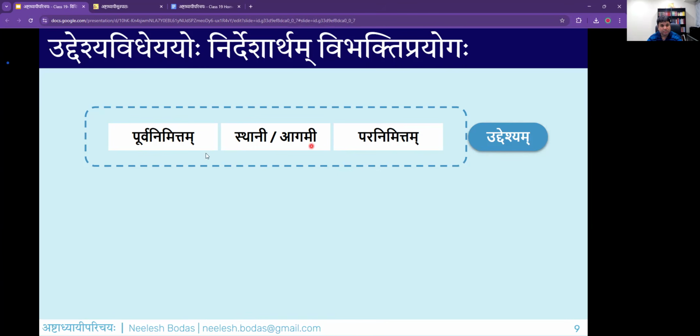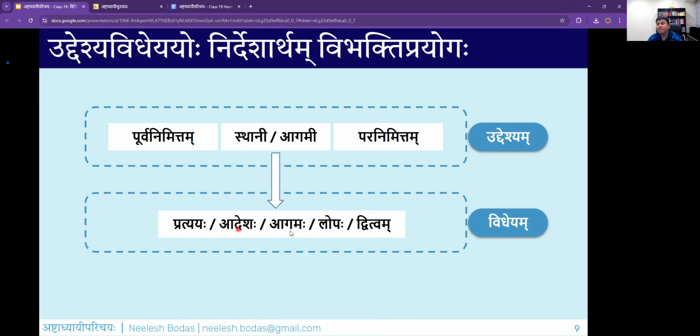So they must be in the sequence. Purvanimitta does not mean 10 letters before. Paranimitta does not mean 10 letters later. It has to be in the sequence. Sometimes 1, 2 letters here and there is understandable. For example, in classroom, you can say that Devadatta who is 2 benches behind Yajnadatta stand up. So in some rare cases you see that, but in 99.9% of the cases, the purva nimittam must be immediately before, the paranimittam must be immediately after that sthani and agami, and all these constitute uddeshya, and the vidheya is pratyaya, adesha, agama, lopa or dvitvam.